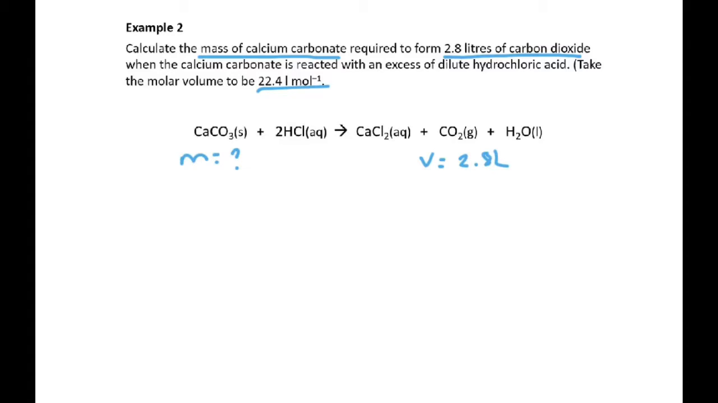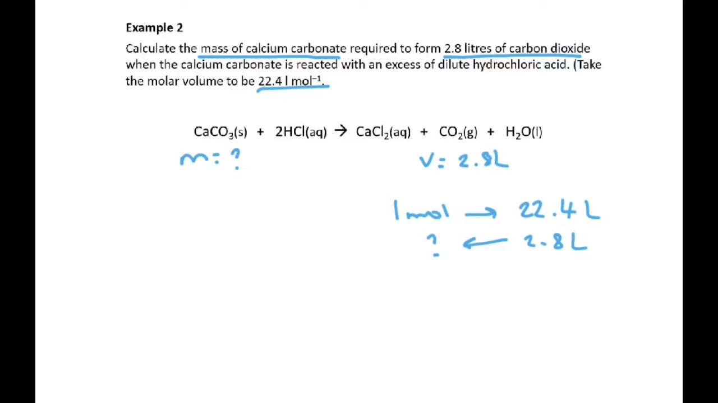So it might seem on first glance that you don't have a lot of information, which you don't really, but because we have this molar volume relationship, it allows us to work out the number of moles of carbon dioxide. So we do this using direct proportion, as you'll have seen in my previous videos. So the molar volume, 22.4, tells us that 1 mole of gas occupies 22.4 litres. But we have 2.8 litres of carbon dioxide. Therefore, how many moles do we have?